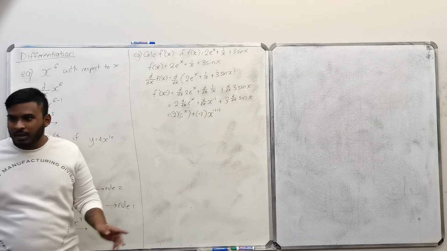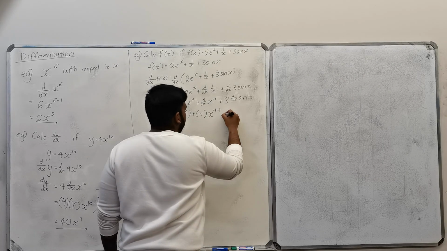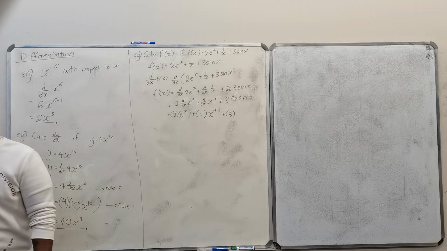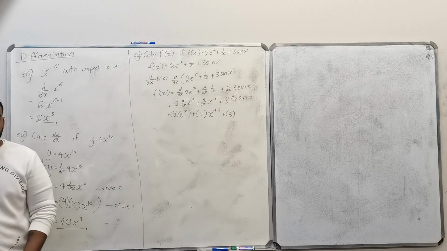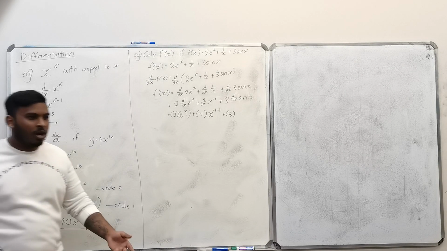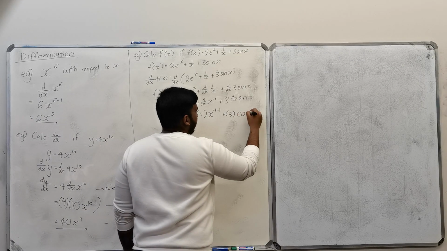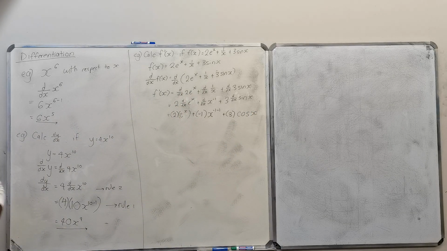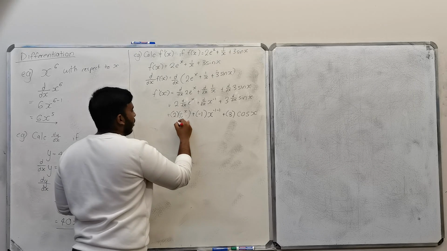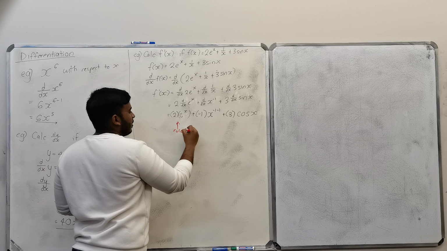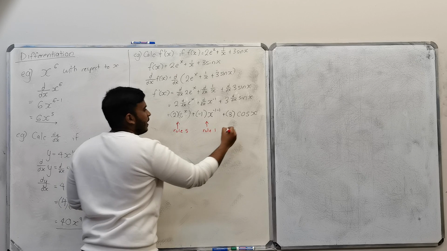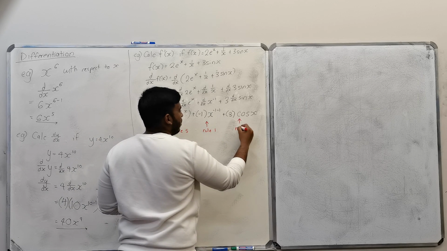With me? Plus the constant, d over dx sine of x is what? Cos x. So that's cos x. Let me write it. This rule here, we got it because of rule 5. This we got because of rule 1. This we got because of rule 9.